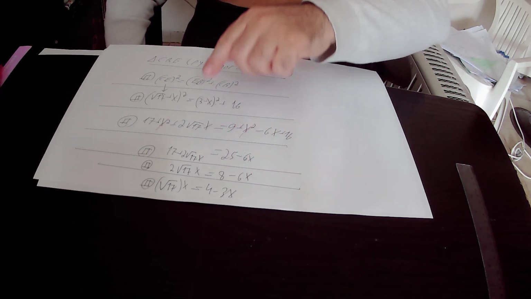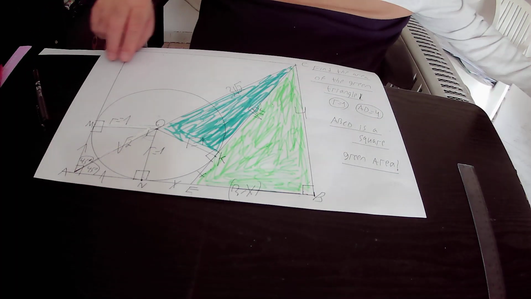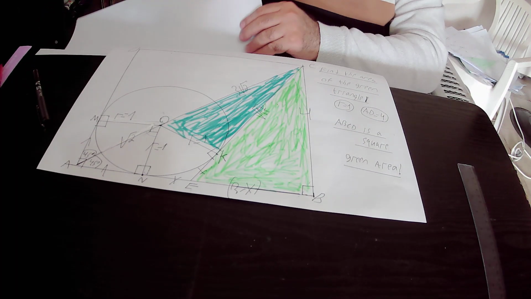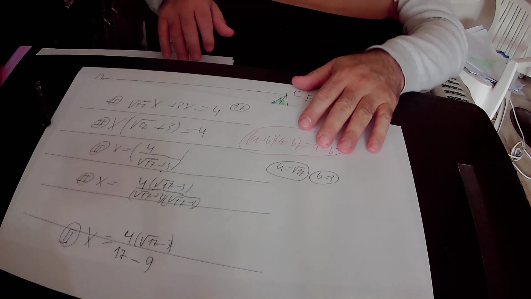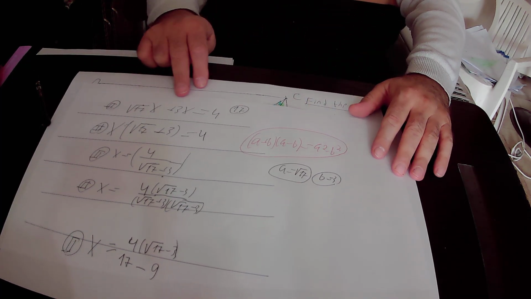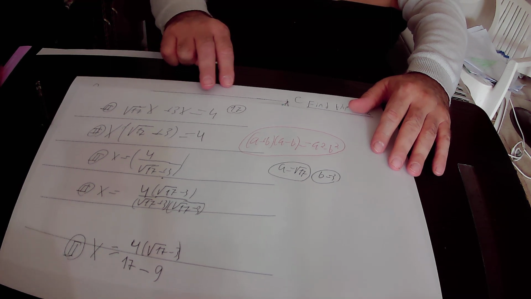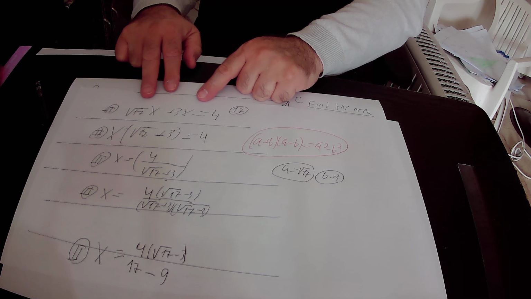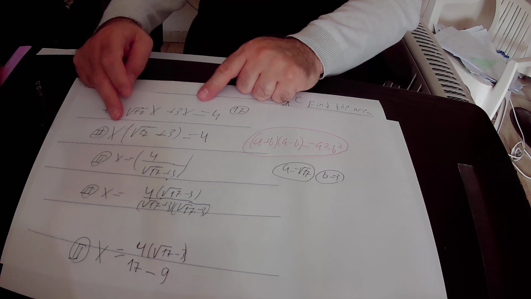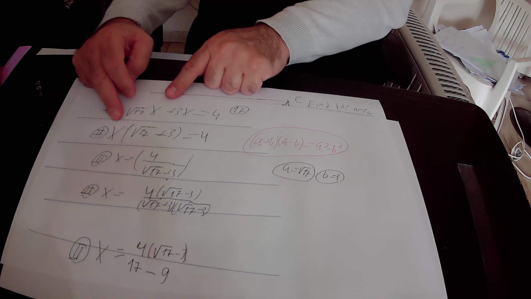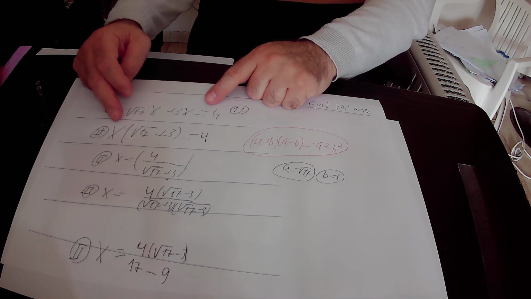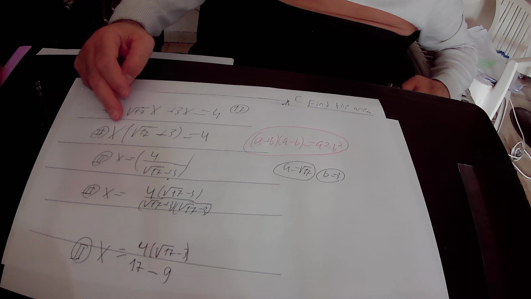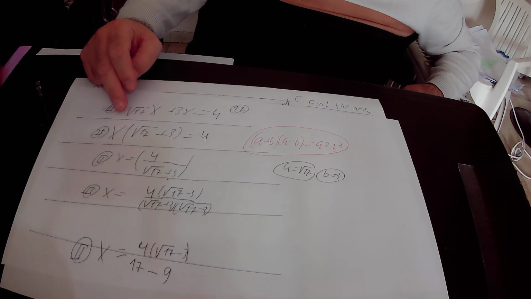We added 3x to both sides of this equation, equation number 2, and we got that square root of 17x plus 3x equals 4. Here we took a common factor x from these expressions. What is left from square root of 17x after we took from it x as a common factor? What is left is square root of 17. And what is left from 3x after we took x as a common factor is 3. So in conclusion, we got that x times square root of 17 plus 3 equals 4.